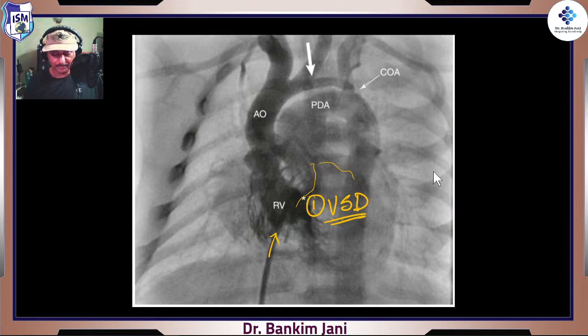Now, as we are putting it into right ventricle, it is going into, see, arch of aorta. So that means we are dealing with complete TGA, transposition of great arteries, right? So that is the second one. The third is, I'll just zoom it.